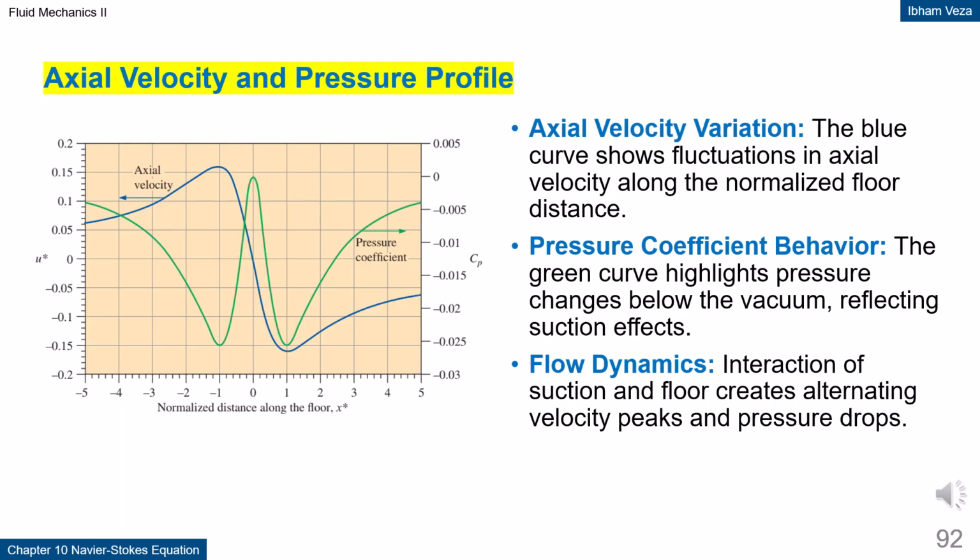Axial velocity and pressure profile. The axial velocity profile along the floor shows variations due to the interaction between suction and the solid boundary. At the same time, the pressure coefficient indicates regions of lower pressure beneath the nozzle. This relationship shows how flow acceleration is directly related to pressure reduction. This pattern is important for understanding vacuum device performance. From this graph, force and flow distributions can be analyzed qualitatively.